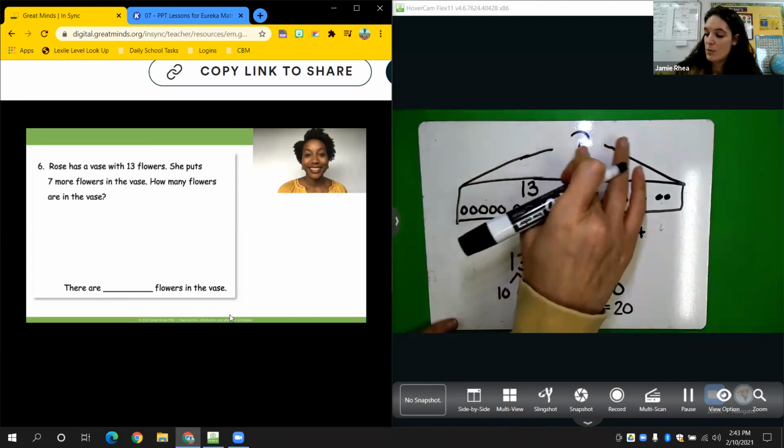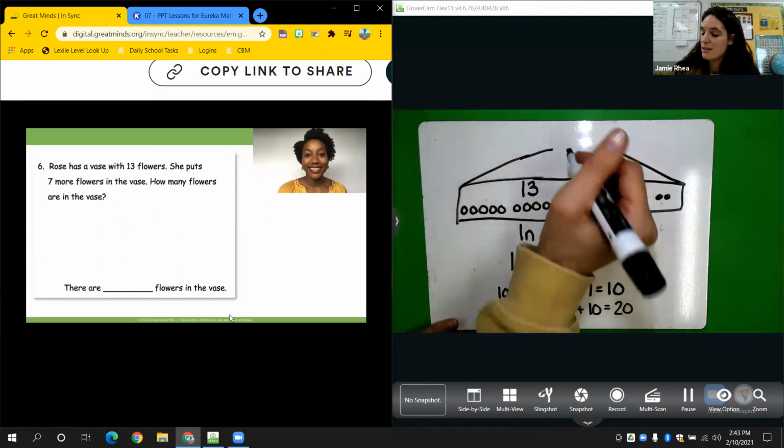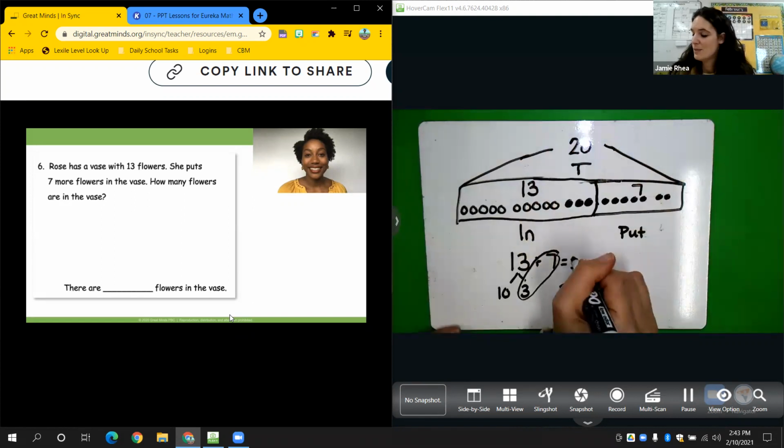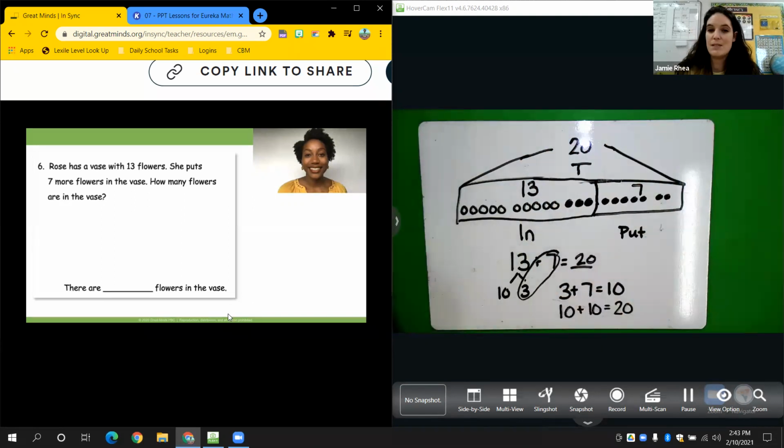So how many flowers are in the vase? 20 flowers are in the vase. Let's see if we're right.